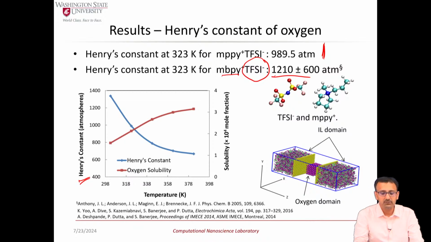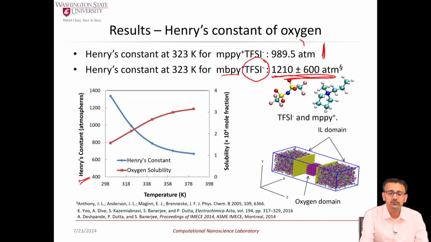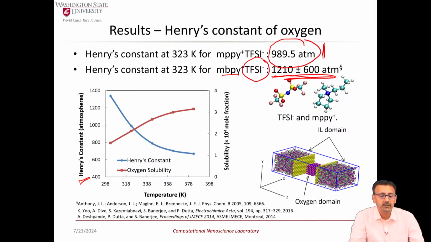So, it should be about similar, and the experimental data had kind of a large error bar, but it was about 1210 plus minus 600 atmospheres, and our calculated value for the methyl propyl pyrrolidinium based ionic liquid was in the same range, about 990 atmospheres. So, that gives us some confidence that we are not completely off in this calculation, and what we are really interested in here is capturing the trend. What happens with temperature to the solubility of oxygen, right.